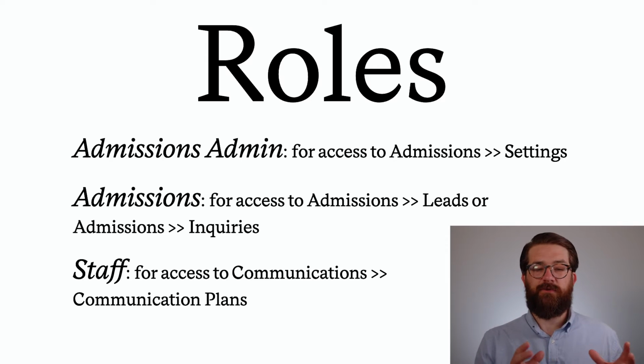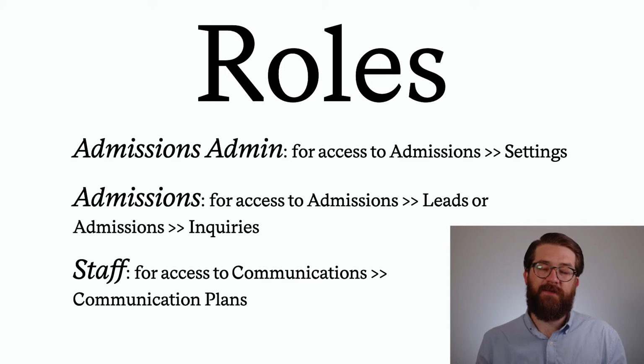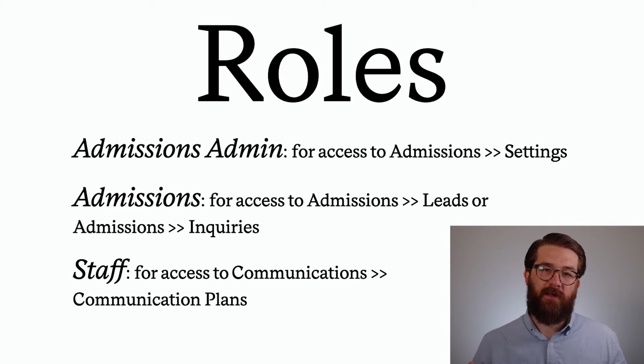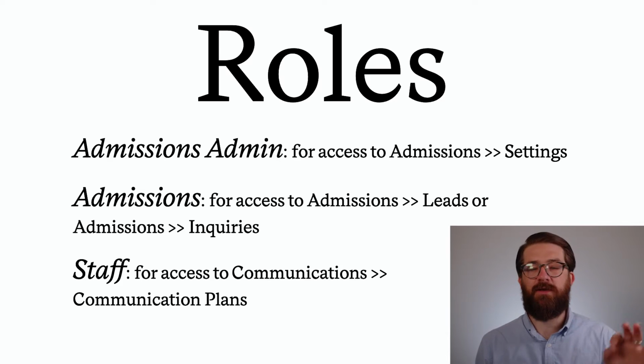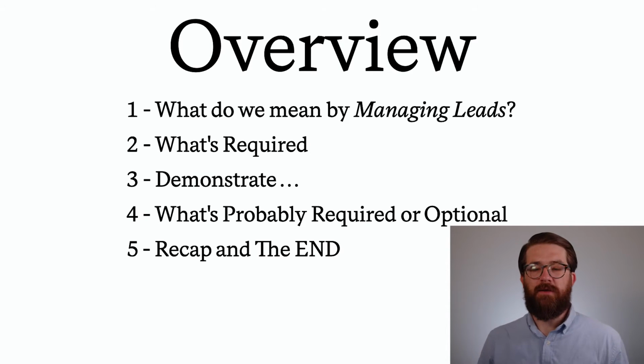Admissions role, just for access to admissions leads or admissions inquiries, those are the main other places, or the admissions tab on someone's profile would be another thing that gives you access that you might need here. The staff role comes with either the admissions admin or admissions role, so you'll probably have that already, but just in case there's any confusion about what you would need for communication plans, that would be the staff role there.